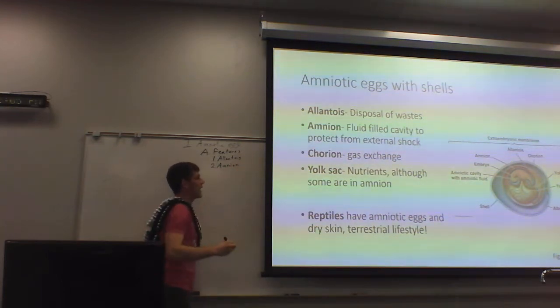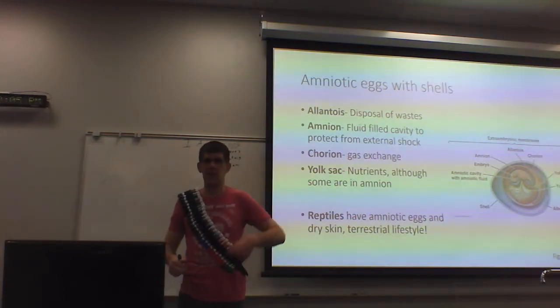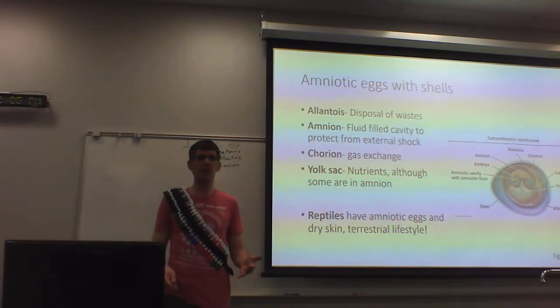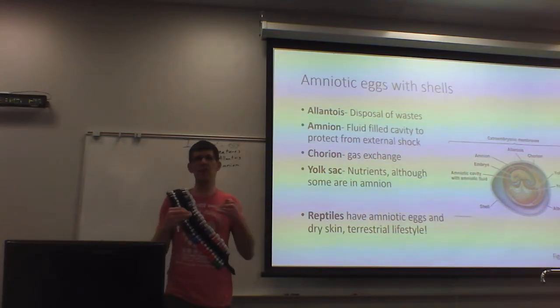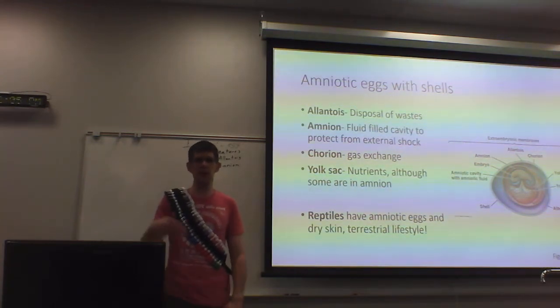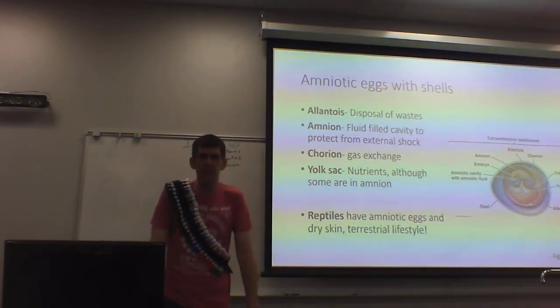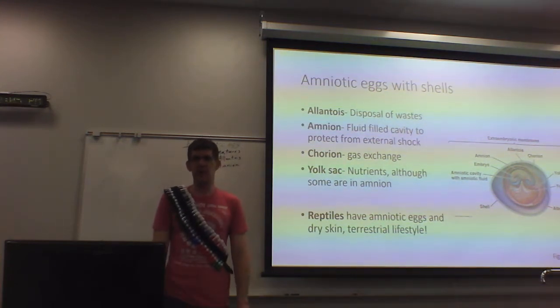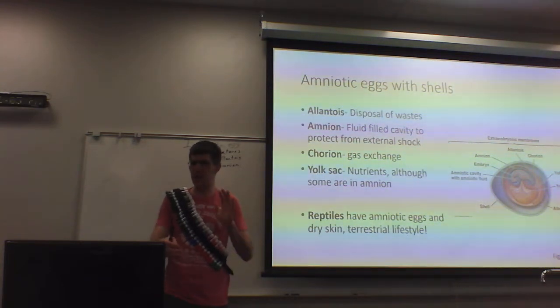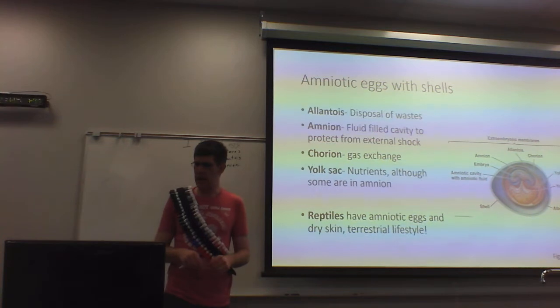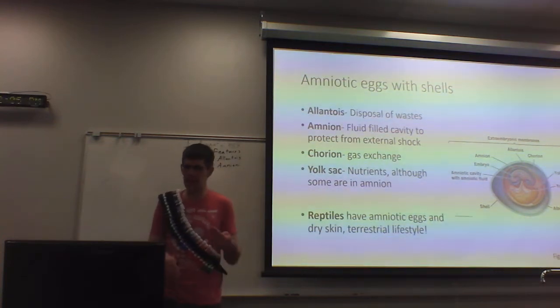A fluid-filled cavity to protect from external shocks that don't break it. Remember, the first eggs aren't going to be this hard-shelled, easily cracked thing that you buy in the supermarket. No, the first egg's going to have these leathery shells, and these leathery shells are going to be a lot harder to crack. So this amnion is going to protect it from the shocks, and that's the amniotic part of the amniotic egg.